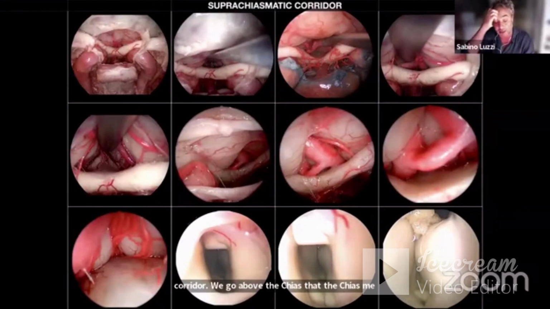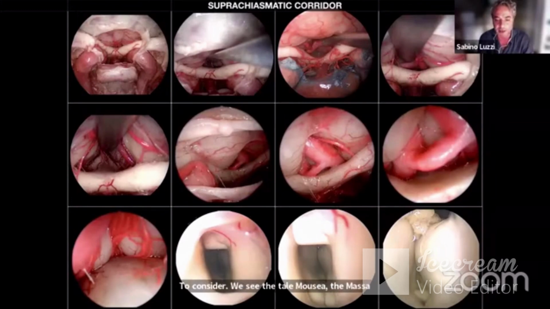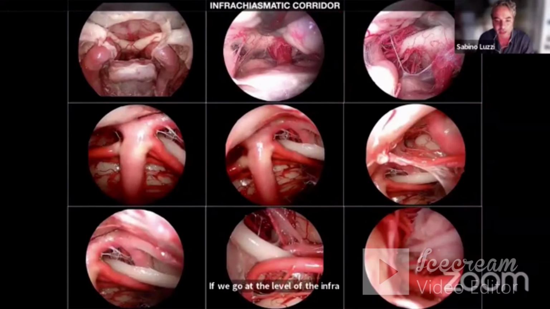We recognize here, because we are seeing from anterior to posterior, the thalamus here, the massa intermedia, the pineal recess, suprapineal recess, and whatever you want. If we go at the level of the infrachiasmatic corridor, so it means that we work below the chiasm, we beautifully expose the most superior part of the posterior circulation. So this is the basilar artery quadrifurcation with the third cranial nerves here, and the posterior cerebral artery, and the SCA, and the convexity of the pons.